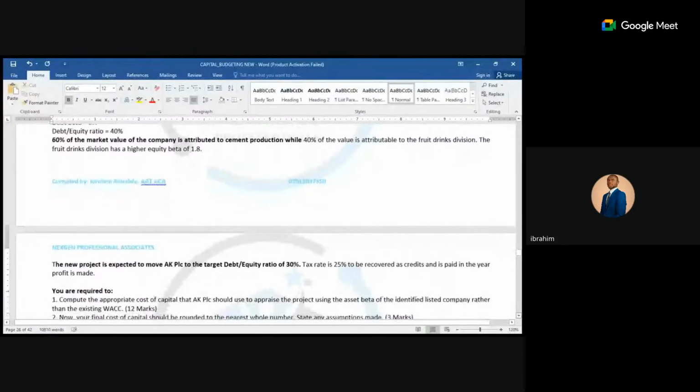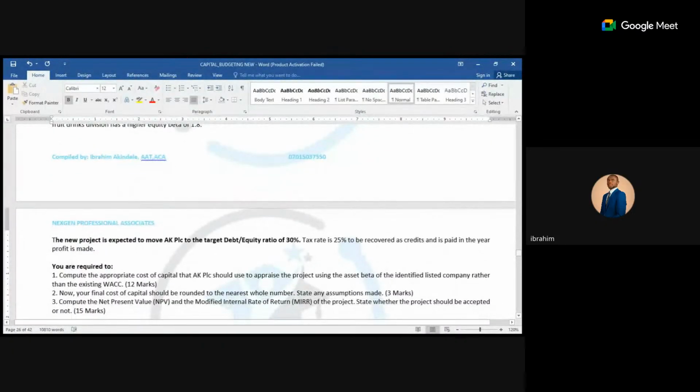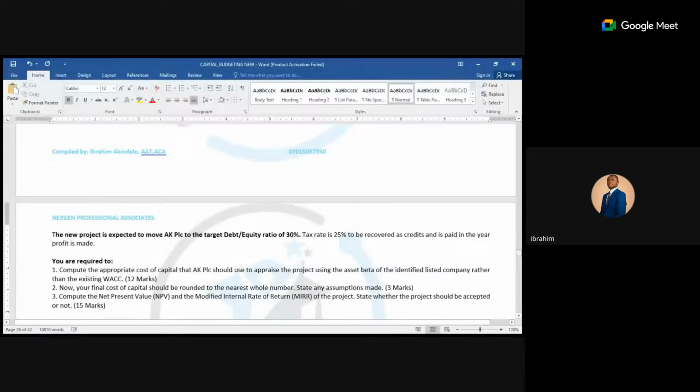Now, we want to determine the appropriate cost of capital to be used, right? Using the asset beta of the identified listed company rather than the existing weighted average cost of capital. Class, are we still together? Yes, sir. Okay.